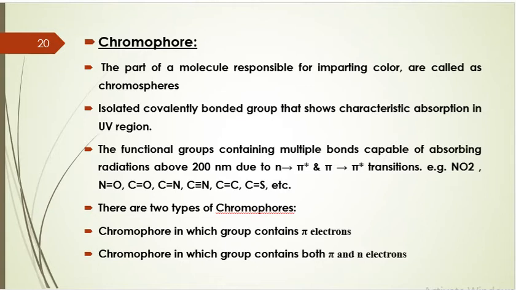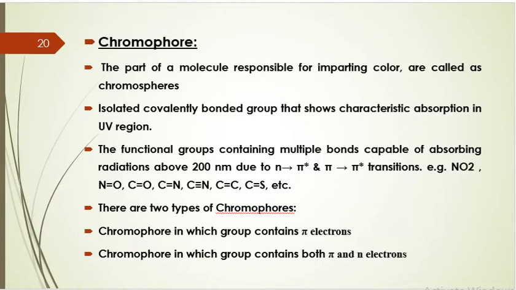Now, chromophore being a wide concept, it is further classified into two types. The first type is chromophores which contain pi electrons. A group which contains pi electrons is considered one type of chromophore, and it will undergo pi to pi star transitions. Such chromophores are basically the acetylenic group or ethylenic group.